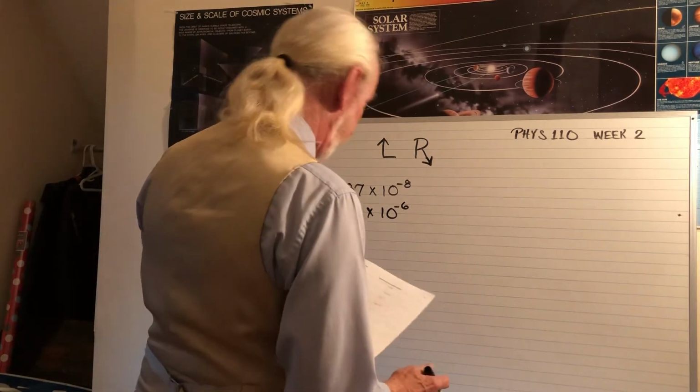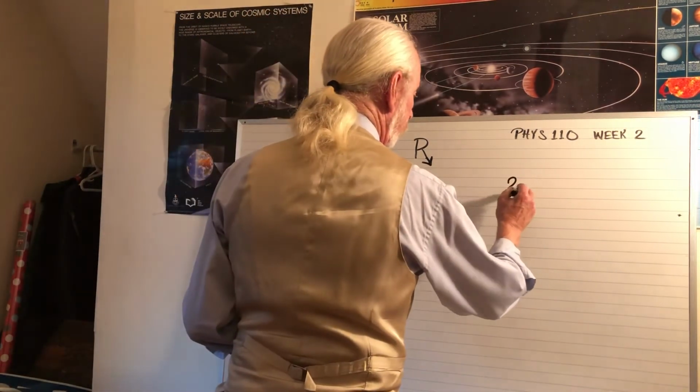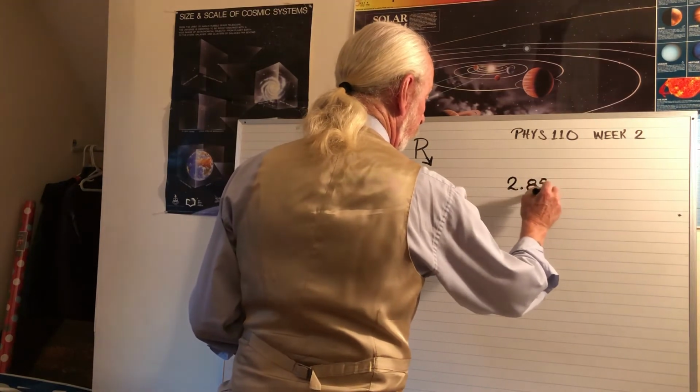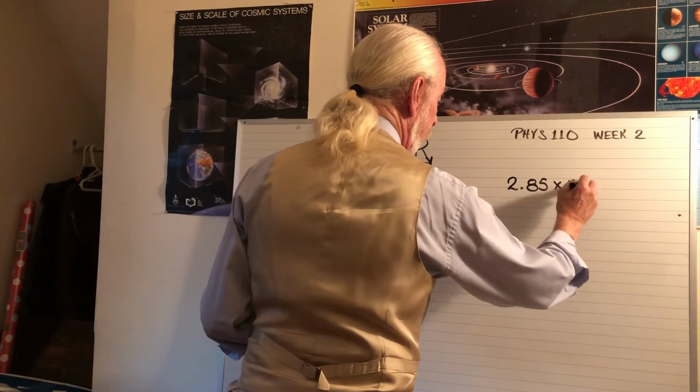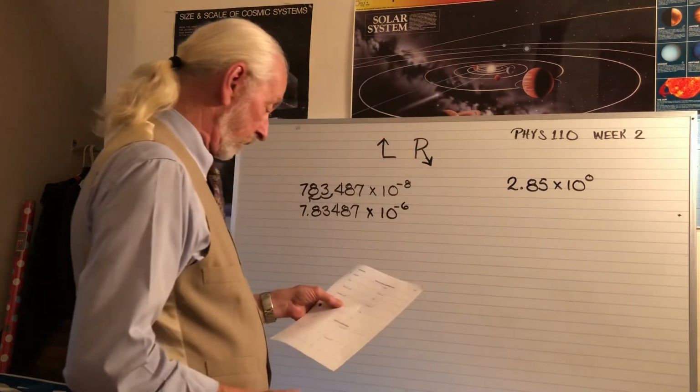All right, 2.85. Well, that's easy. We'll make that 2.85 times 10 to the 0. Piece of cake.